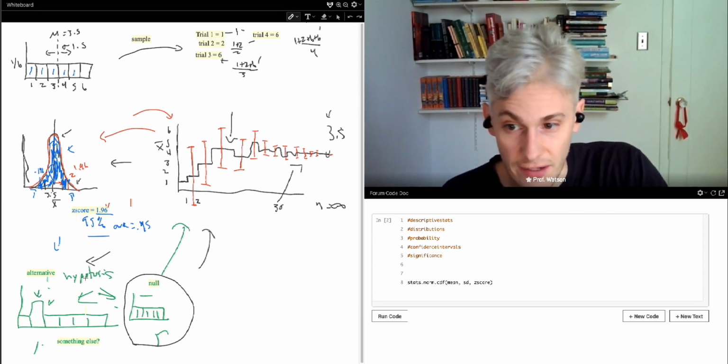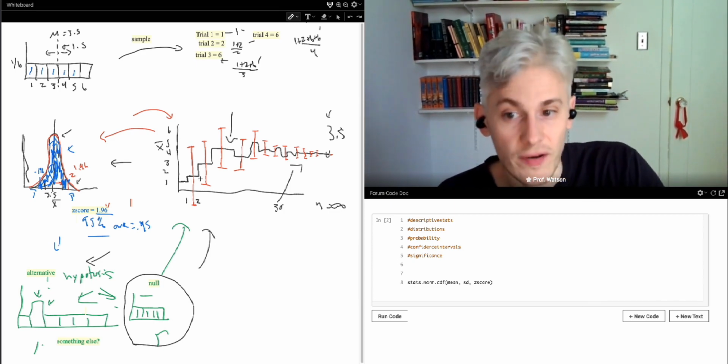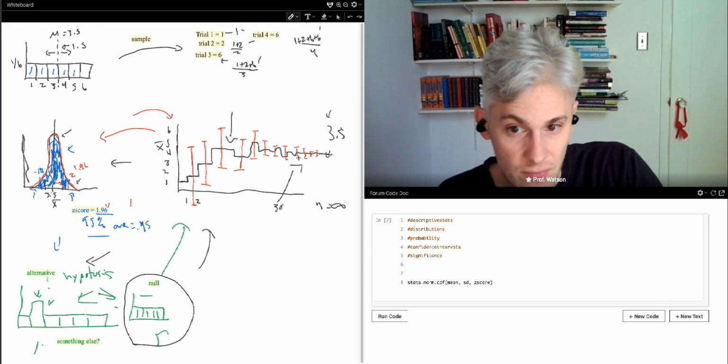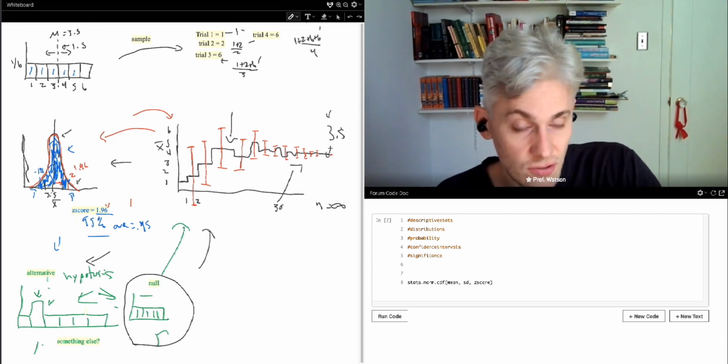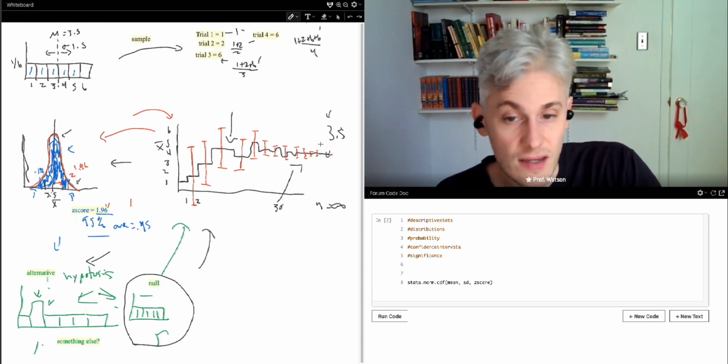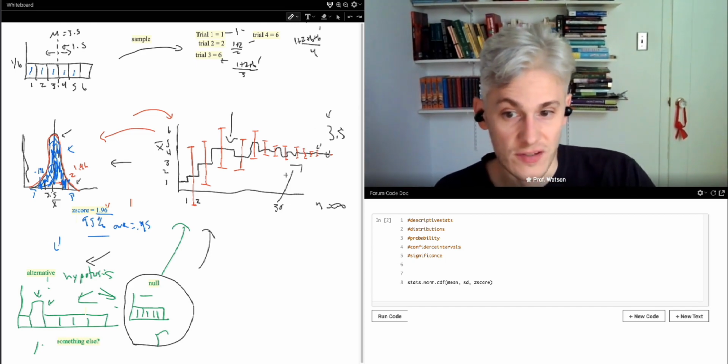If this friend is right, then when we roll the die, the mean will not converge to 3.5. We'll roll the die a bunch of times. The mean will bounce around like this. The confidence interval will bounce around. But over time, that confidence interval will get small, and that mean should get closer and closer to 3.5. Imagine we roll this a bunch of times.